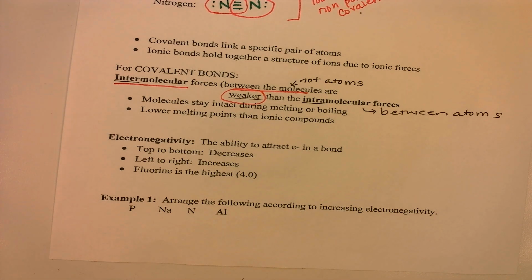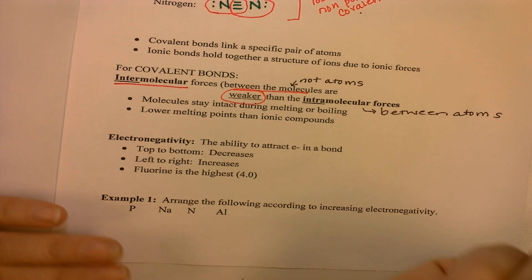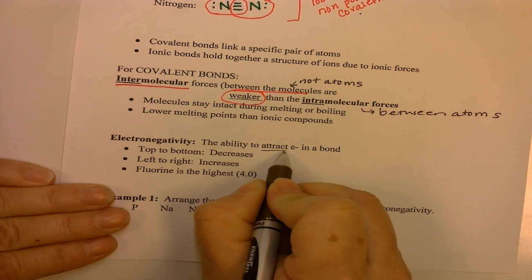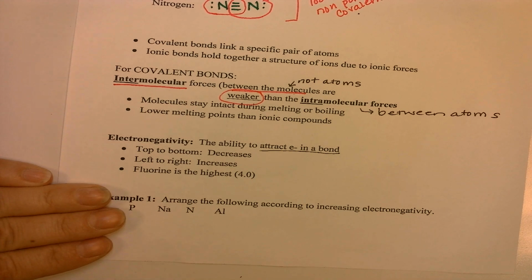Okay? We're going to talk more about this. This is just the start of this unit, all right? So we want to address electronegativity a little bit more. In electronegativity, we're talking about the ability to attract electrons in a bond.